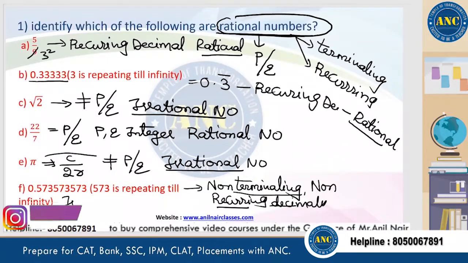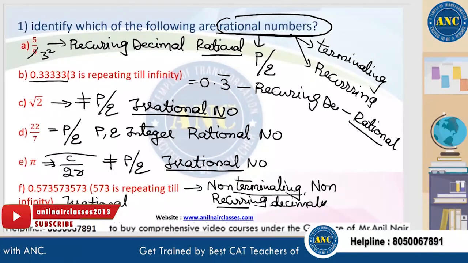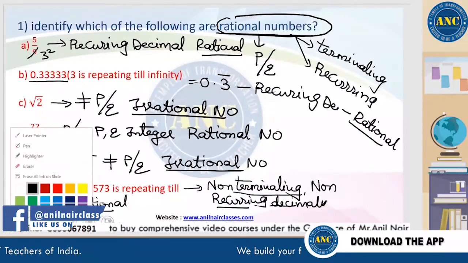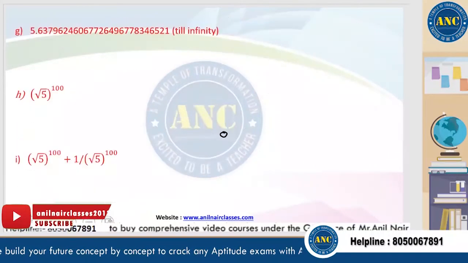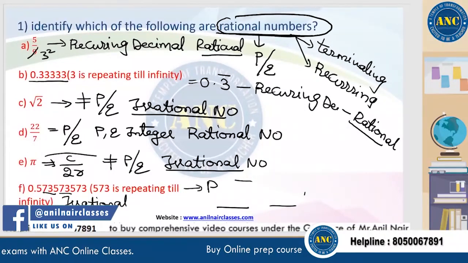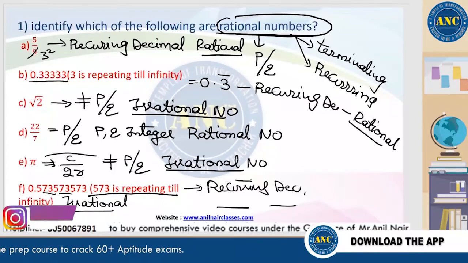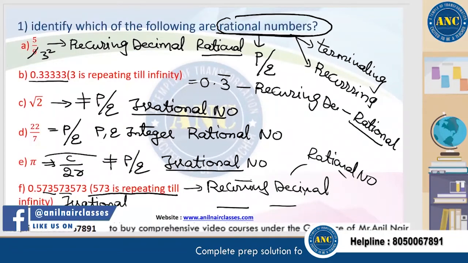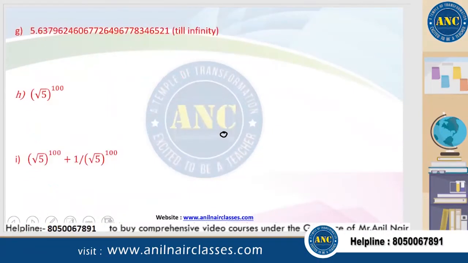So this is nothing but 5 735, here 735 is repeated. Oh, sorry. Here it is written in the question that 573 is getting repeated. So it is mentioned, so it is a recurring decimal, because it is written here. I have not noticed this. A recurring decimal is a rational number. I hope it is clear. Next one. F. Next.